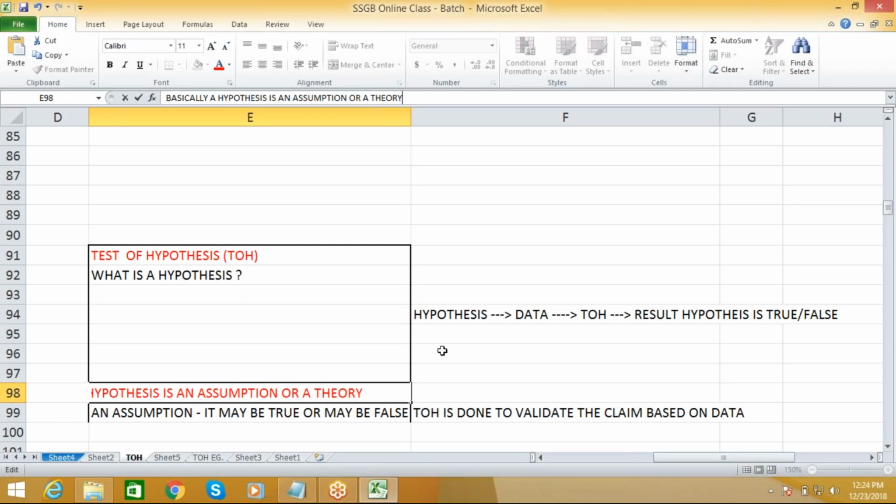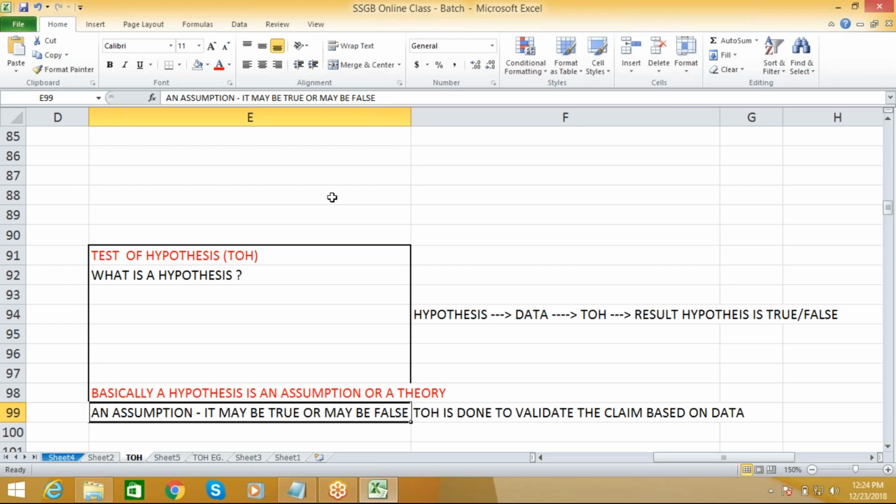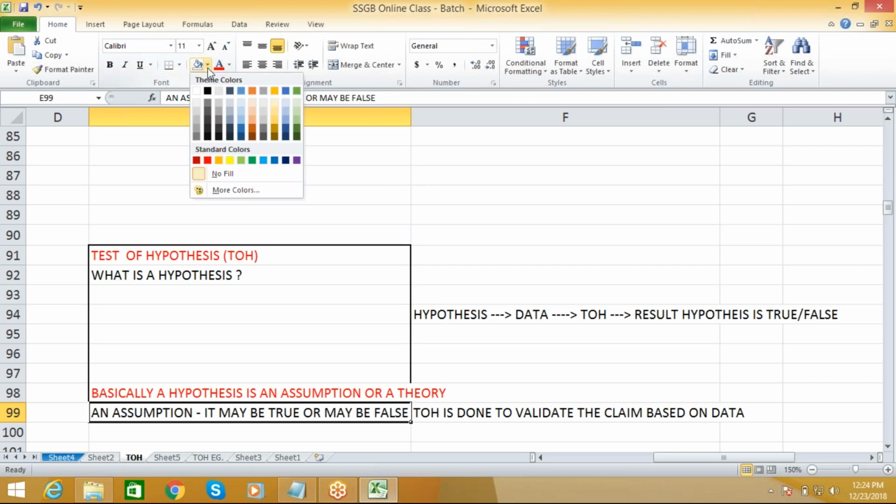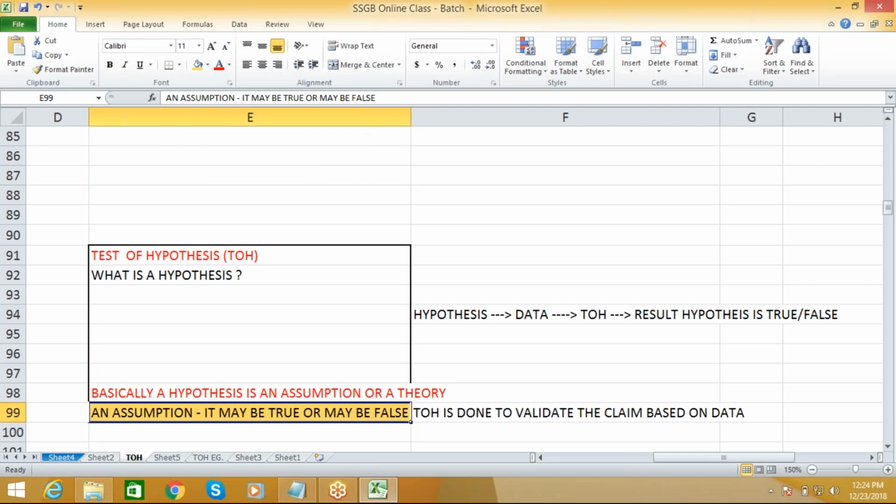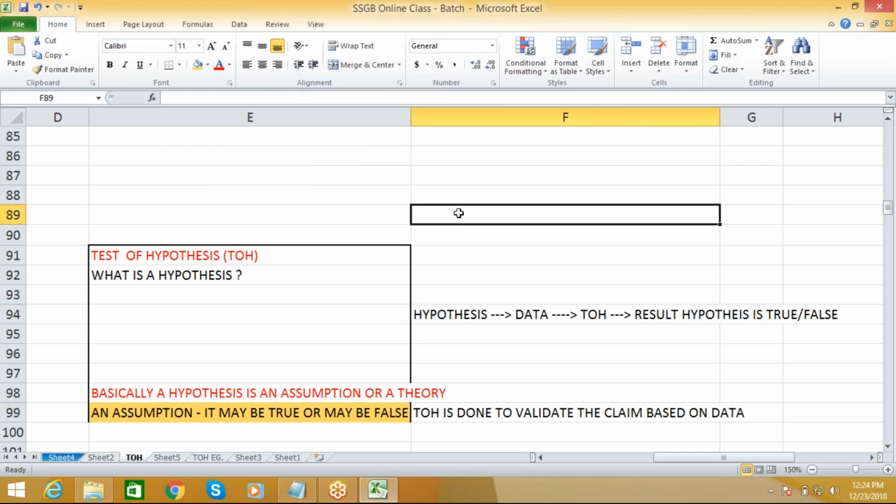Yes, so a hypothesis is an assumption or a theory which is not yet proved. So it may be true, it may be false. When we say an assumption or a theory which is not yet proved, that means it may be true or it may be false. Now, how do we conclude whether it is true or false?